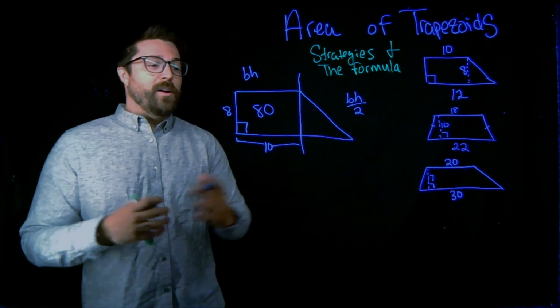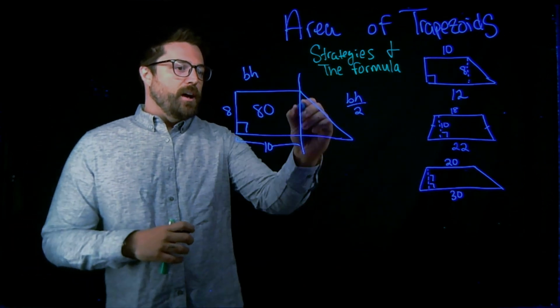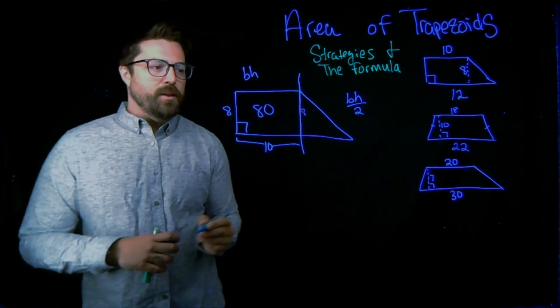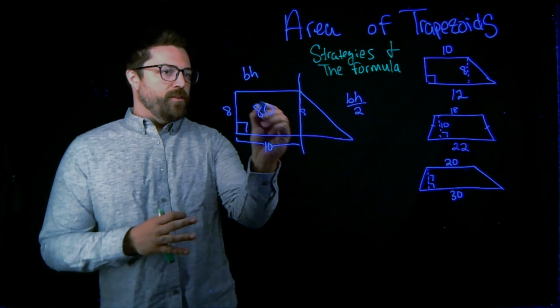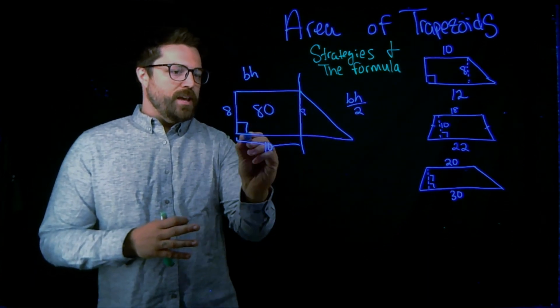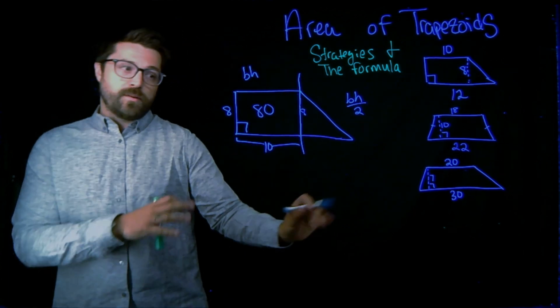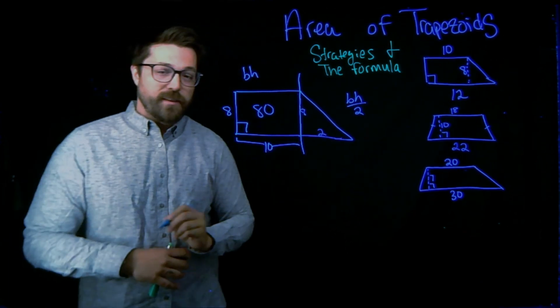So the triangle, I also need the base and the height. And so my height is actually the same. The height is still 8, but I need the base. And so if I know from here to here was 10, so this is 10, but all the way across was 12, then that's going to be 2.